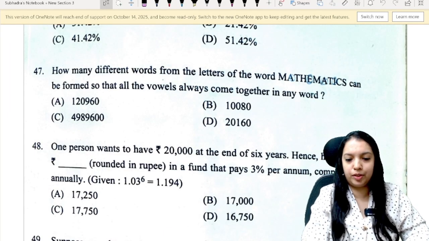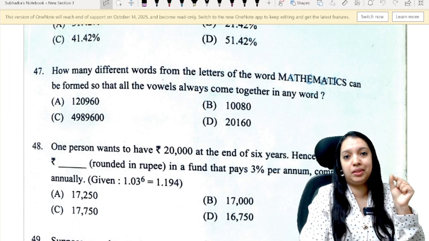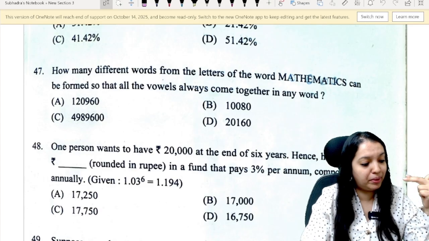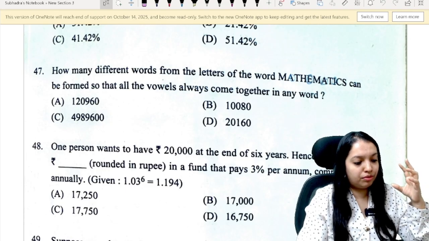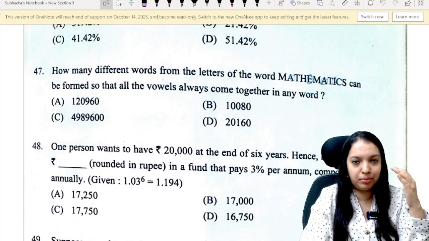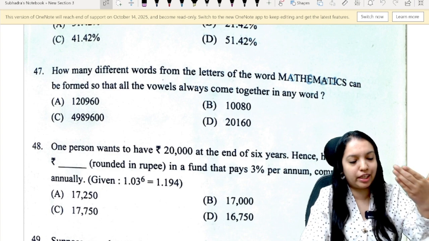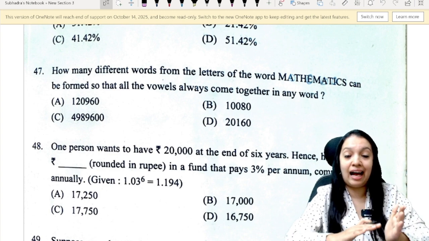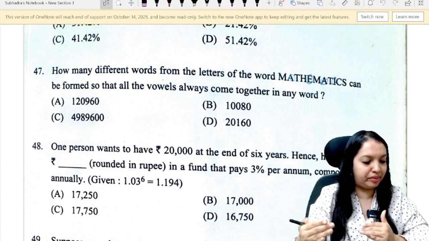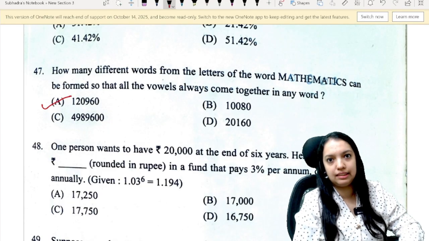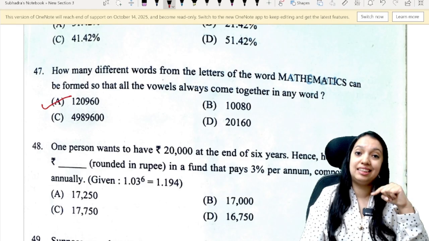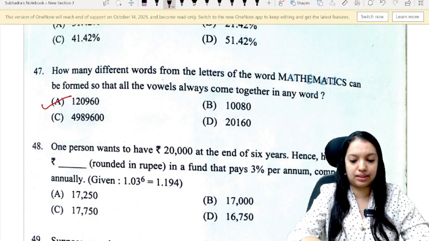Next question is from the Permutations chapter, where in mathematics, remember A is getting repeated, T is getting repeated, M is getting repeated. So when you take all of them together, it becomes 8 factorial divided by 2 factorial into 2 factorial, that into 4 factorial divided by 2 factorial. The answer comes down to 1,20,960. This question is picked from the ICAI Material Additional Question Bank.